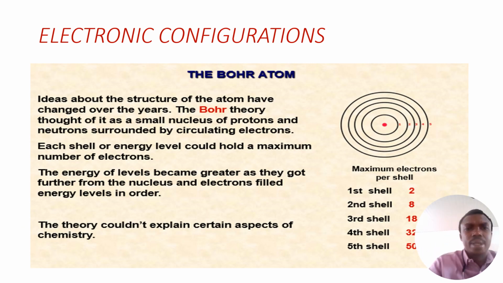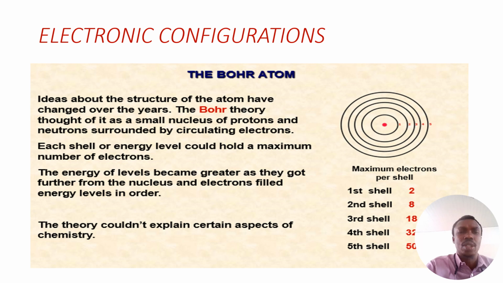So we are looking at electronic configurations, having considered atomic structure. Now we want to look at Bohr's model, Bohr's theory. Bohr's theory sees the atomic structure as a small nucleus of protons and neutrons surrounded by circulating electrons.